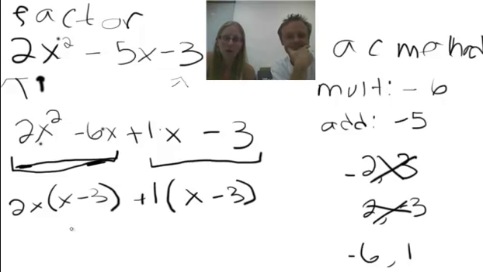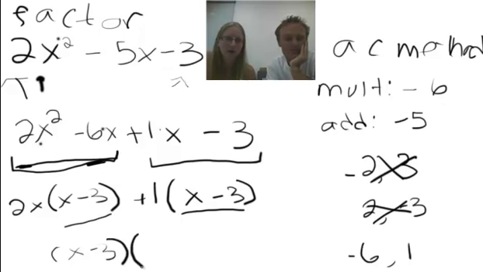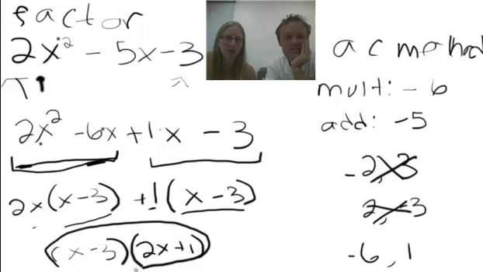Alright, so now you notice that there's the x minus 3 in common, because they're the same. And then the second set of parentheses, what do I have left over? That's what's left, the 2x plus 1, from right here. So this is x minus 3 times 2x plus 1. That's it, you've just factored it.